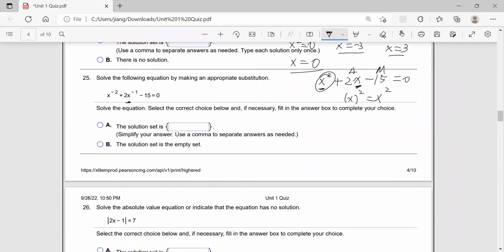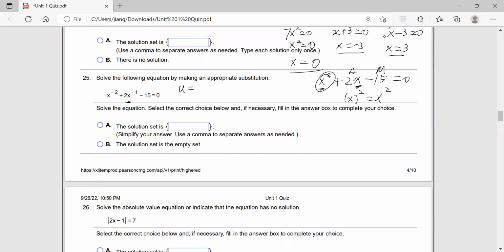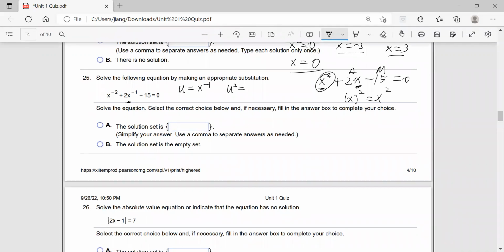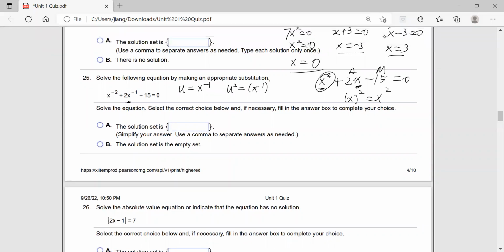Let the middle term equal u. So u equals x to the -1. What is u squared? u squared equals x to the -1 squared. So this one has one base, so multiply the powers together, x to the -2. So that means this can be written as u squared plus 2u minus 15 equals 0. And then if I can factor this and solve for u, I can find the value of x.